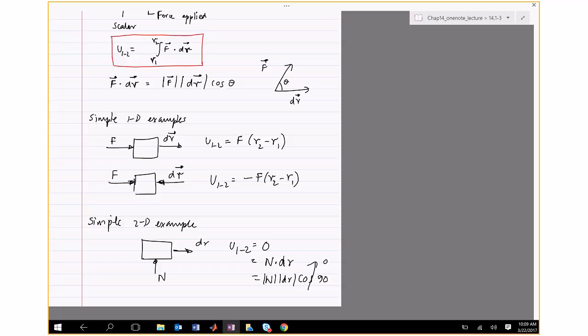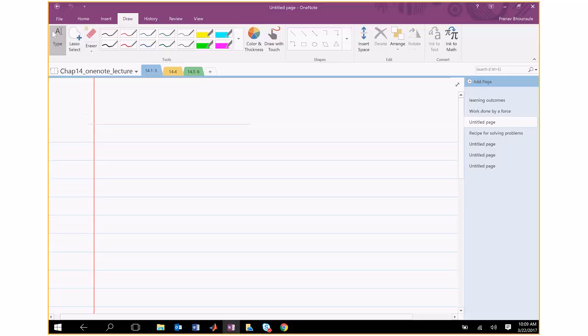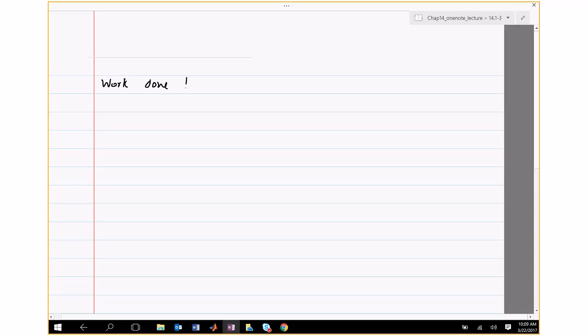Okay, let me write down two things more about work done by gravity that will come again and again in this class, and work done by spring force. So work done by gravity.